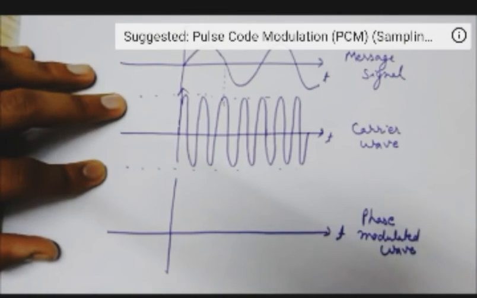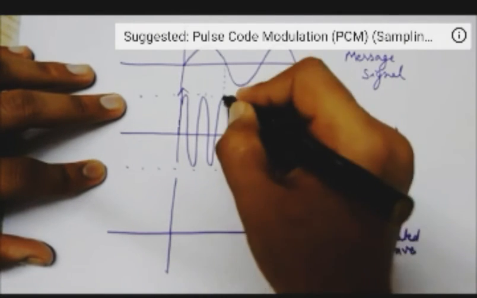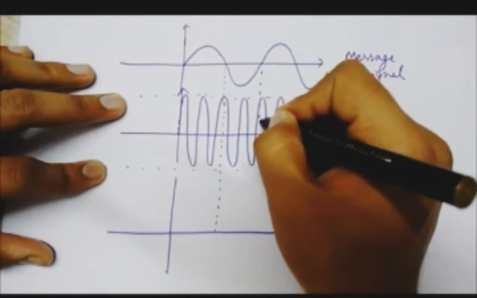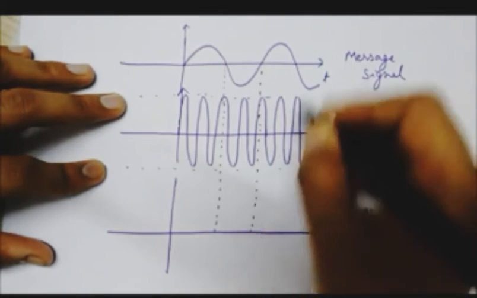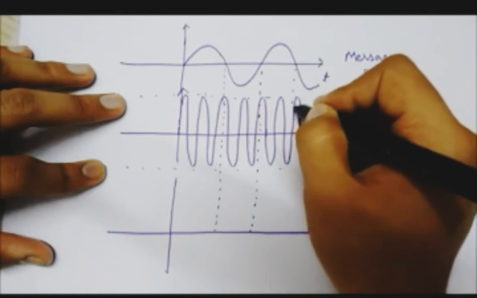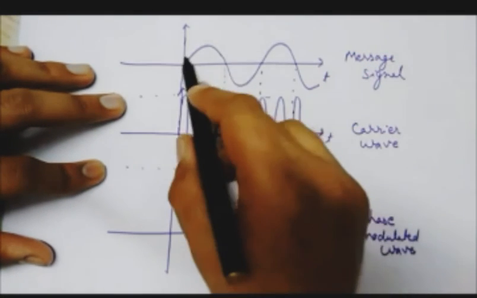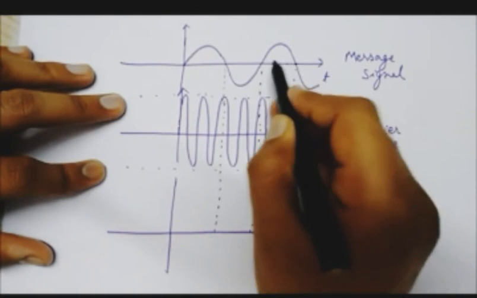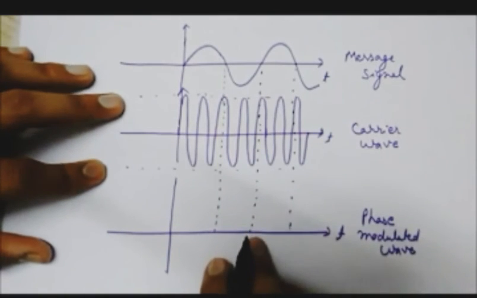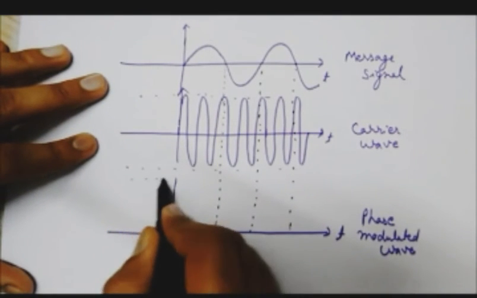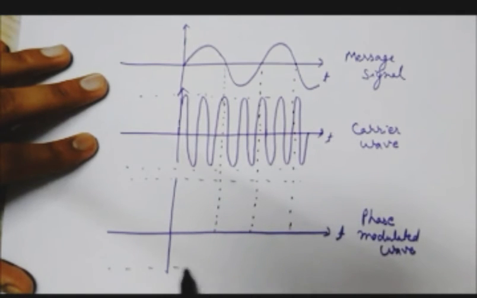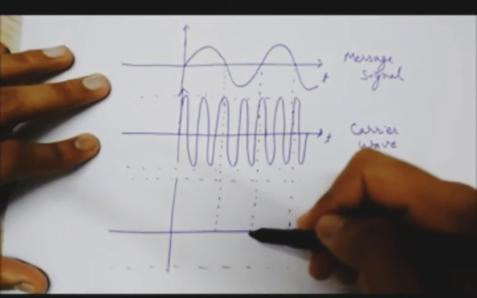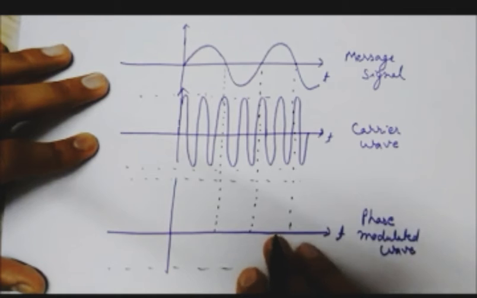These are the times where the message signal cuts the time axis. I will show you their importance. These lines mark the instants at which the message signal cuts the axis. This is the point, and this is the point. What happens at this instant? Only at these instants does the phase change, at these three instants.